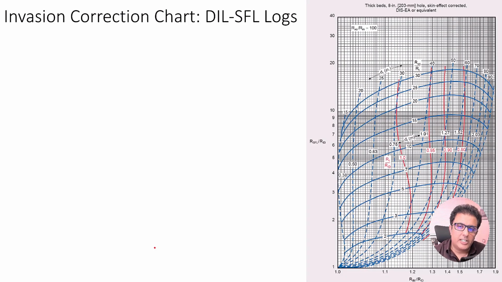Okay, guys, previously I mentioned that there are three resistivities: shallow, medium, and deep. And the goal of these three resistivities is to obtain more accurate estimates of RXO and RT. There are some charts available to help us achieve this goal, and one of the charts you see here is developed by Schlumberger. As you see here, there are two axes, horizontal and vertical.